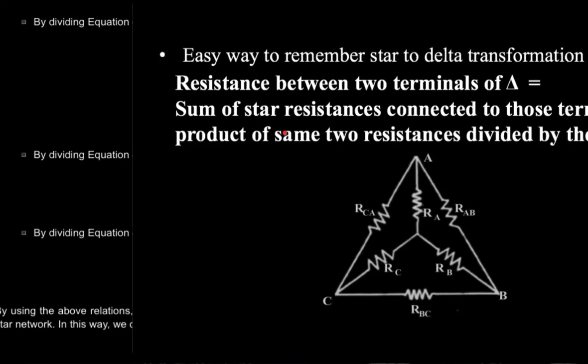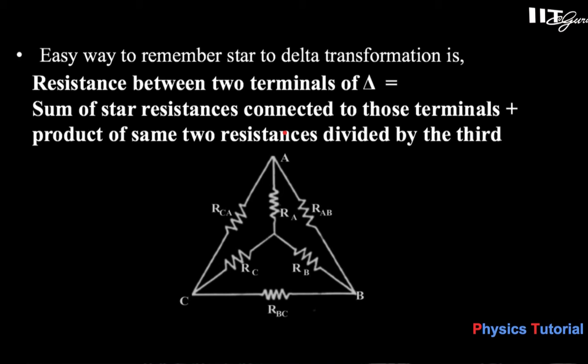So how to find this? Suppose we have to find R1. Let's say this is R1. So how to find R1? Here you have to take RA plus RC, and then make a product of RA RC, and then you have to divide by the third one, RB, like this.